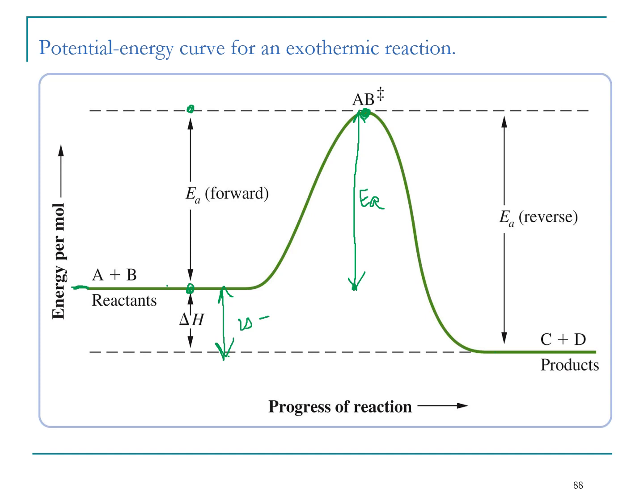The EA for the reverse reaction, if we're going in that direction, is much larger this time to get over the hump. And going backwards would be an endothermic reaction because it would be higher here. But in this case, this is exothermic because we're reading it from left to right.